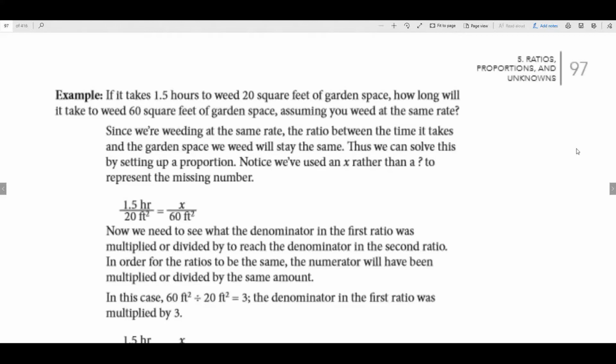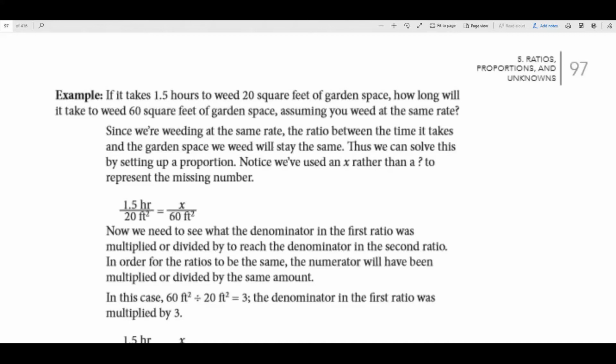Okay, so here's an example of a proportion word problem. If it takes 1.5 hours to weed 20 square feet of garden space, how long will it take to weed 60 square feet of garden space, assuming you weed at the same rate? All right, since we're weeding at the same rate, the ratio between the time it takes and the garden space will stay the same.